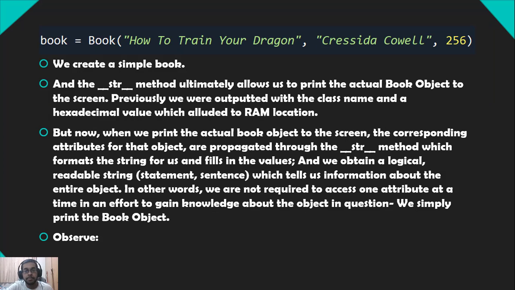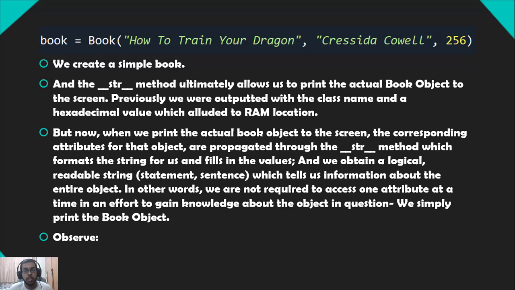For example, book is equals to Book, How to Train Your Dragon, Cressida Cowell, 256. We create a simple book, and the string method ultimately allows us to print the actual book object to the screen.